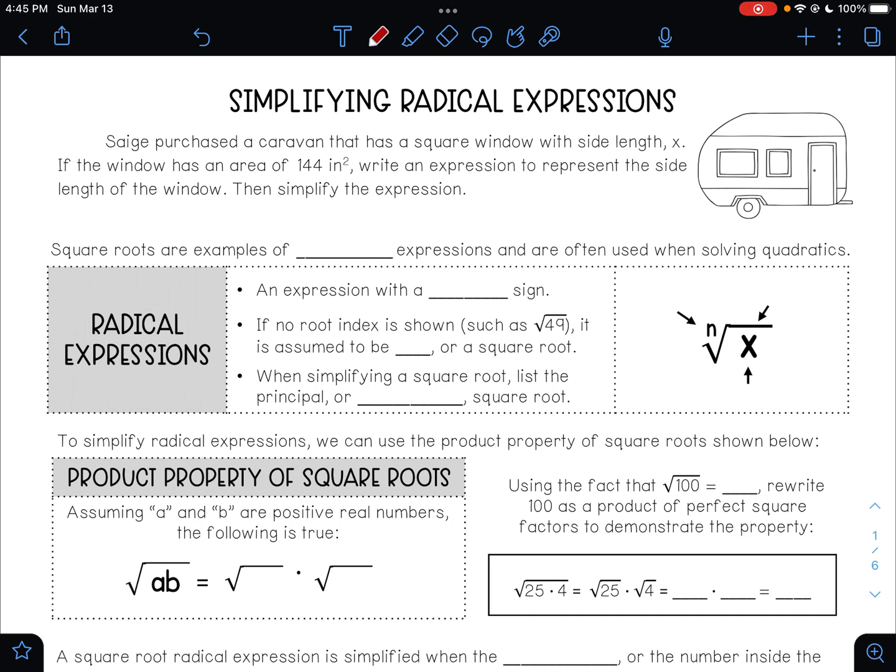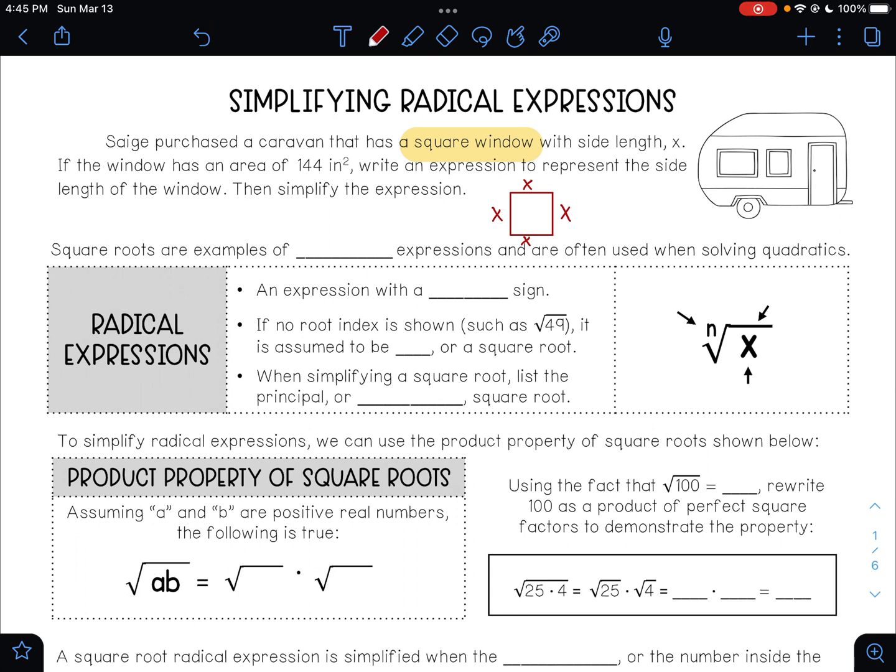Well, one thing we know is that it said it was a square window, and squares have the same side. So if we draw ourselves a little picture of a square, this is x, that means all of my sides are x. Okay, we know to get the area, it's side times side, or length times width. Well, we're multiplying the same number by itself.